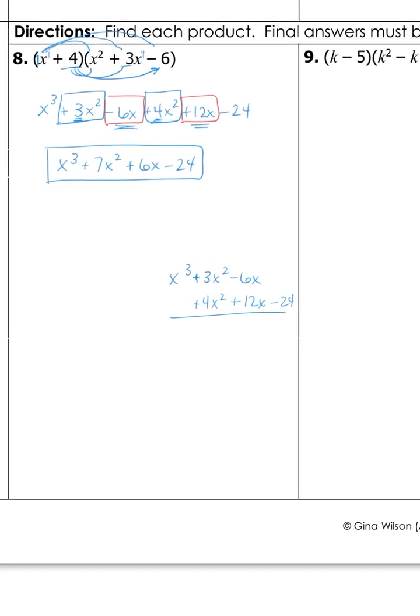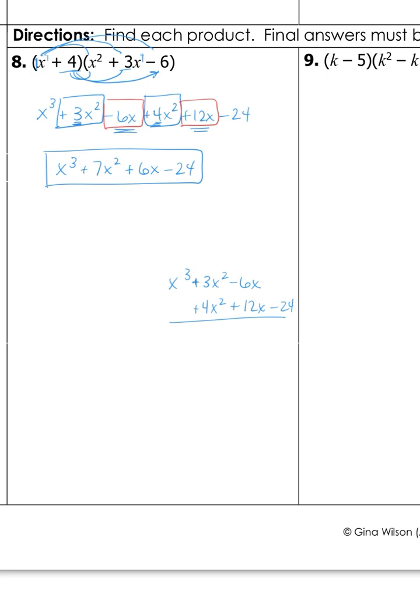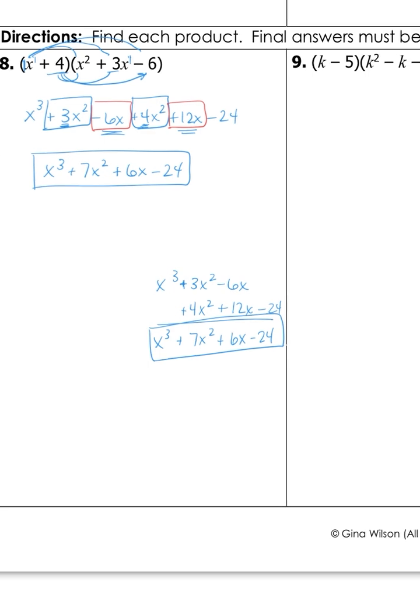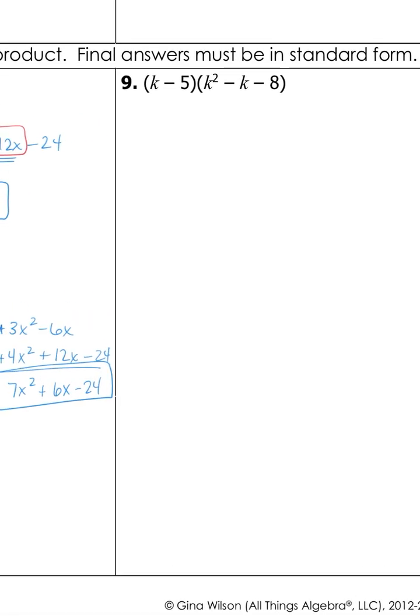Okay? That's another reason I like stacking, is because it reminds me that I cannot change what I'm adding together. So I have 3 plus 4, and that's going to give me 7x squared. Negative 6 plus 12 is positive 6x. And then minus 24. And there you go. All right, one more.